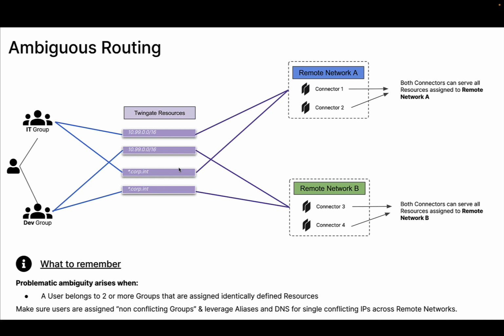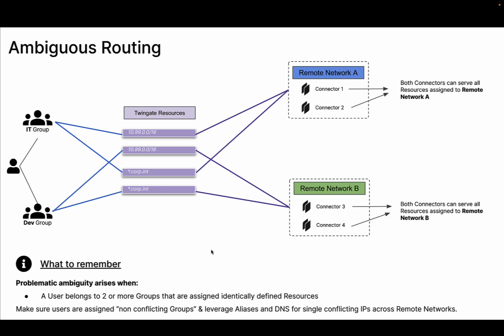There are some cases in which you're going to have remote networks that map to maybe subnets or environments that themselves are using the exact same CIDR ranges. In this case here, say remote network A maps to AWS and remote network B maps to GCP accounts, it's very possible that you're using the same ranges in both places. That can be a problem, right? So if you have resource definitions that create ambiguity, that can be a problem if a given person belongs to groups that have access to conflicting resources.